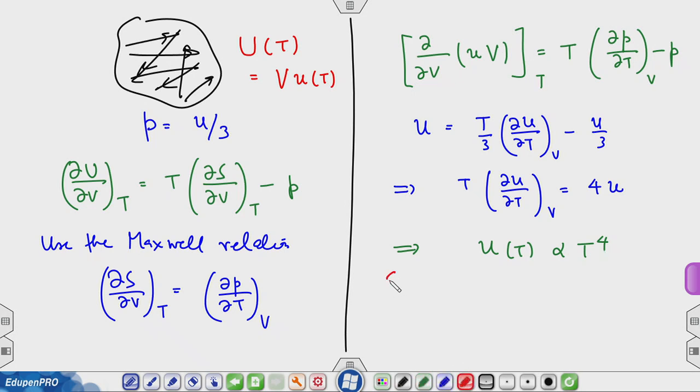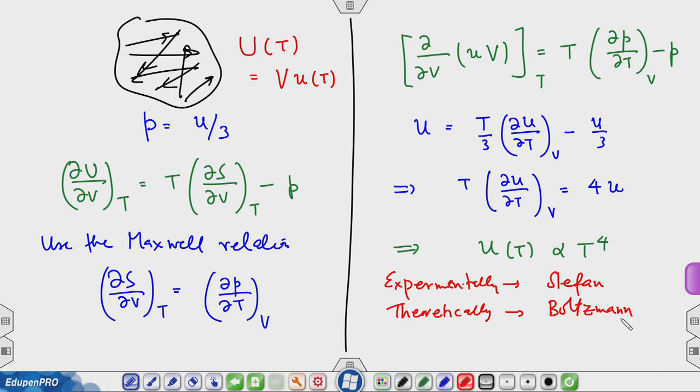So, experimentally, Stefan establishes that u is proportional to T raised to 4. You know all this law you have been using in your 12th grade. Sigma T raised to 4 is the intensity, and theoretically, it's Boltzmann who gives this law on the basis of thermodynamics. So, this is known as the Stefan-Boltzmann law, that intensity is sigma T raised to 4. So, I have given you an application of the Maxwell relation.